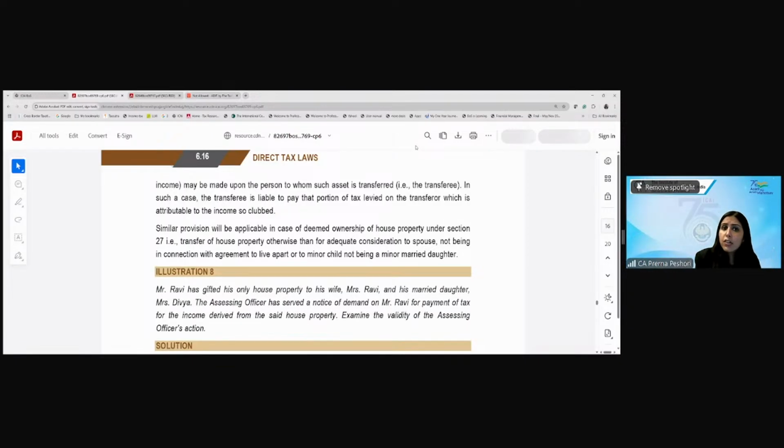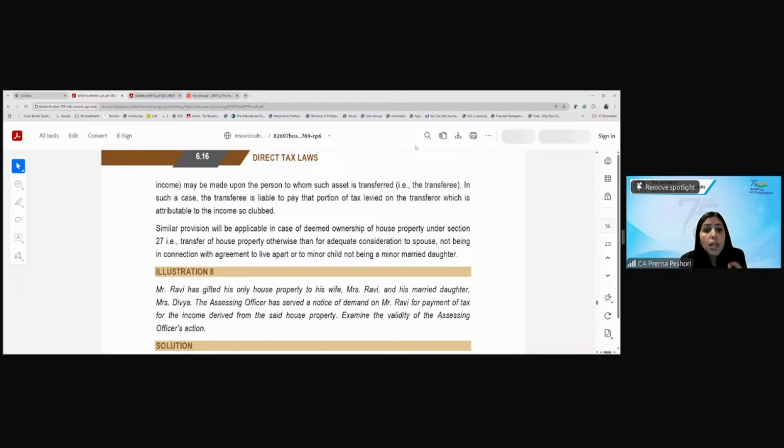What does it say in Section 27? Individual who is transferring the house property to his spouse or to his minor child, not being a married daughter, shall be deemed to be the owner of the house property. Now, here Ravi has transferred to the spouse. So, 27(1) will get attracted in the case of transfer of the house property to Mrs. Ravi. So, 27(1) will say Ravi would be the deemed owner in respect of the share of house property for which he has transferred to his wife without consideration. It is very important, without any consideration.